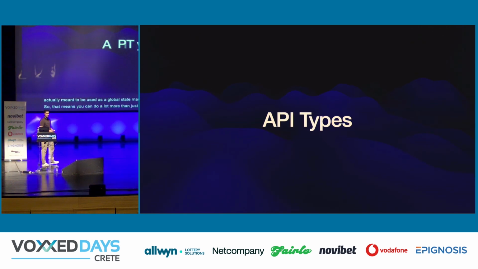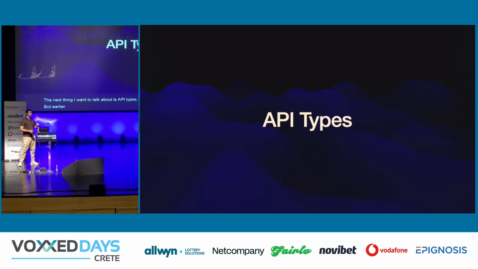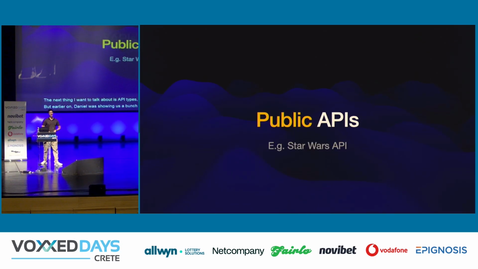The next thing I want to talk about is API types. And this is not an exhaustive list. But earlier on, Daniel was showing us a bunch of public APIs that we could use. And one of those APIs didn't work. So we've got public APIs. One of the examples of those is not the Cats one, but the Star Wars API. That's one I like to use. There's also a Pokemon one.